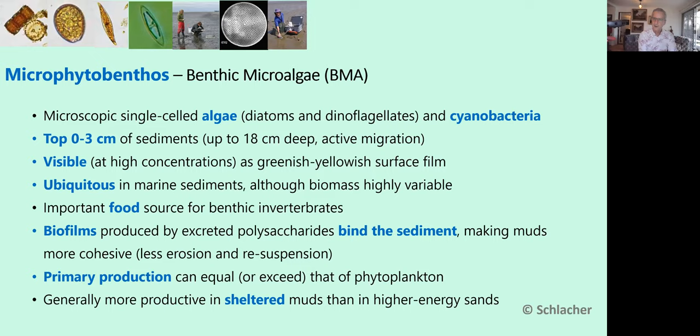So this is the formal rundown of how important microphytobenthos is. They're microscopic, they're single celled. Many of them are cyanobacteria, like blue green bacteria. Usually they hang out in the top inch of the sediments, and they can migrate up and down a little bit to catch the sunlight and then go down at night to avoid being washed out. You can see them on beaches and estuaries, and they give the surface of the sediment a sort of greenish, yellowish film. They're everywhere, but they're a bit hidden, and they're a very, very important food source.